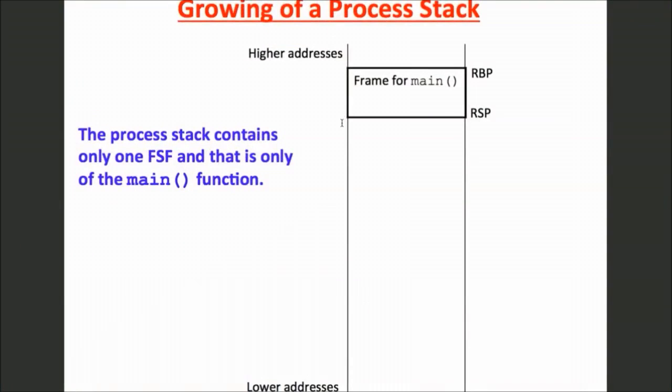Okay, so I have shown you a portion of the process. This is the entire stack, which grows from high addresses to lower addresses. Remember, students, in Intel architecture the stack always grows down to the lower address. Right now the process stack contains one frame, that is the frame for the main function. And remember, the base pointer points to the base of this current frame and the stack pointer points to the top of this stack frame.